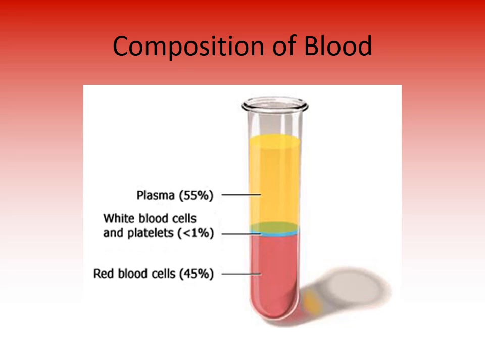So again, this is a picture showing you a spun down sample. So we have 55% of our sample is roughly plasma, and then we have our buffy coat here, which is white blood cells and platelets, which make up less than 1%, and then 45% of it will be our red blood cells that are sitting down here at the bottom.